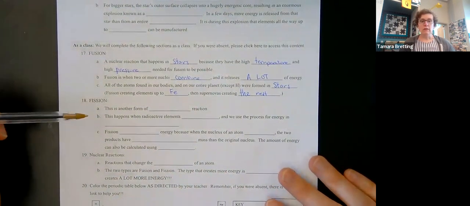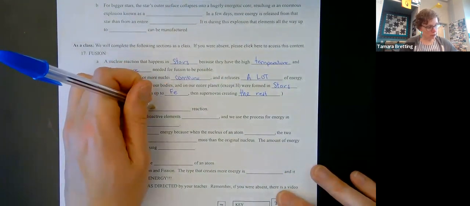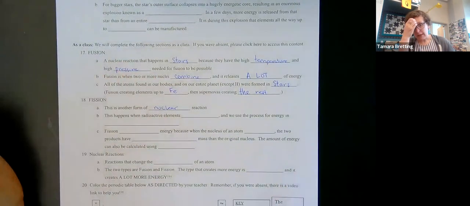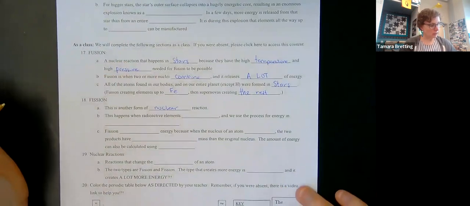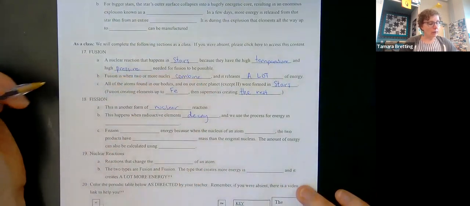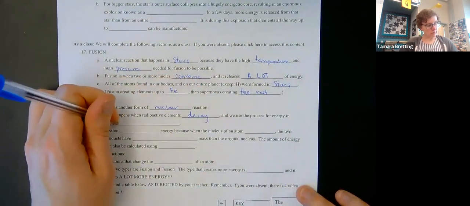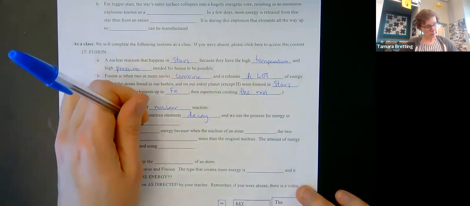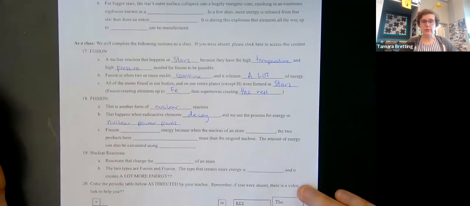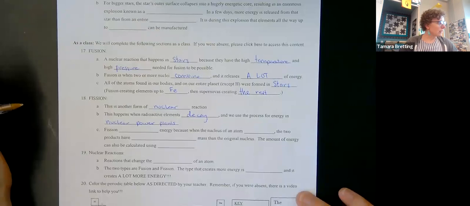Okay, fission. Fission is another form of a nuclear reaction. Okay, so this is another form of nuclear reaction. This happens when radioactive elements decay. And we use the process for energy in nuclear power plants. Fission releases energy.